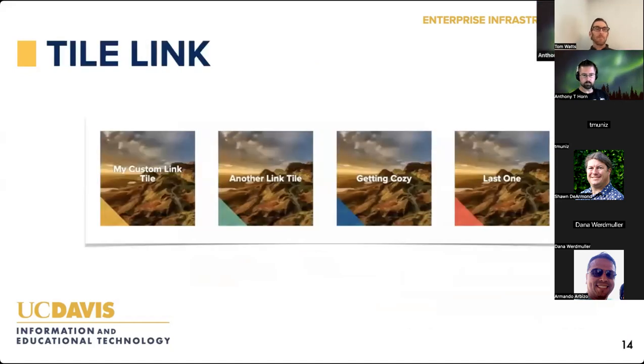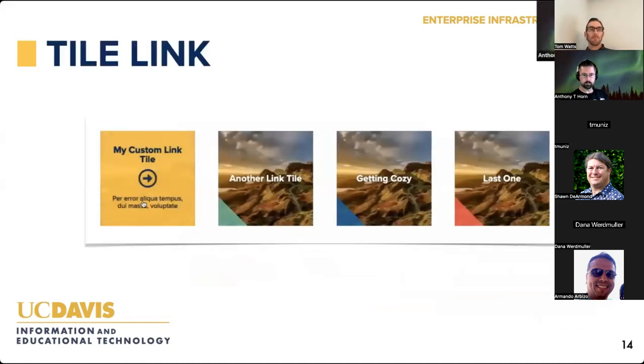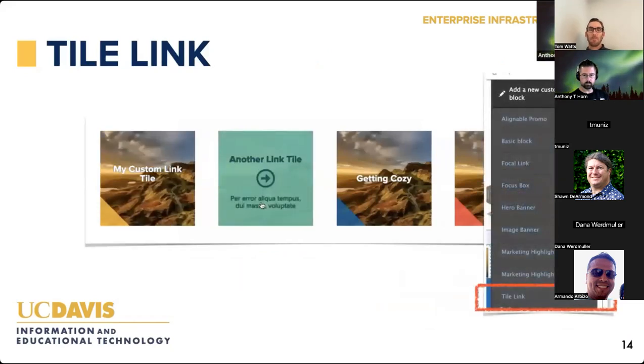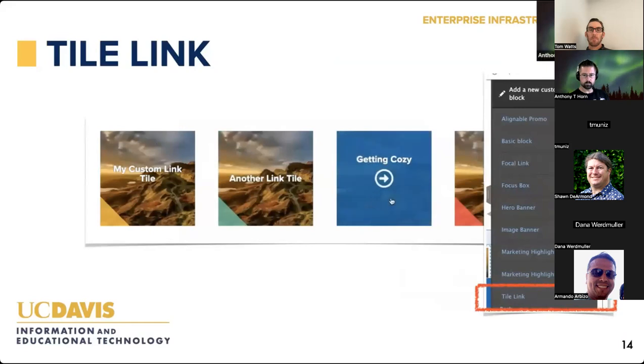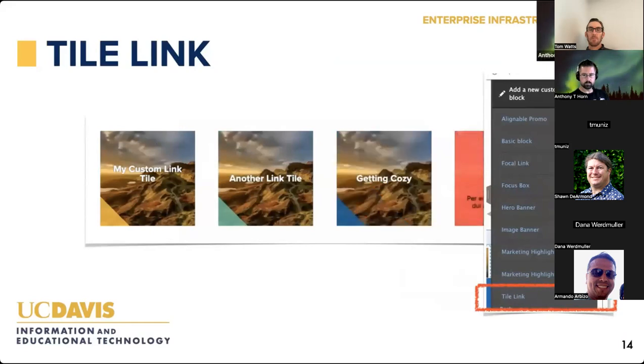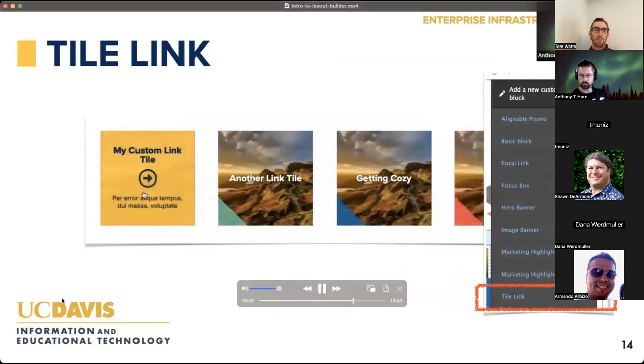And our final one is called a tile link. And you'll see that these are little tiles that can be linked. They have fields for a title and some description, which is optional, and again, brandable, linkable, and really great for things like horizontal layouts.